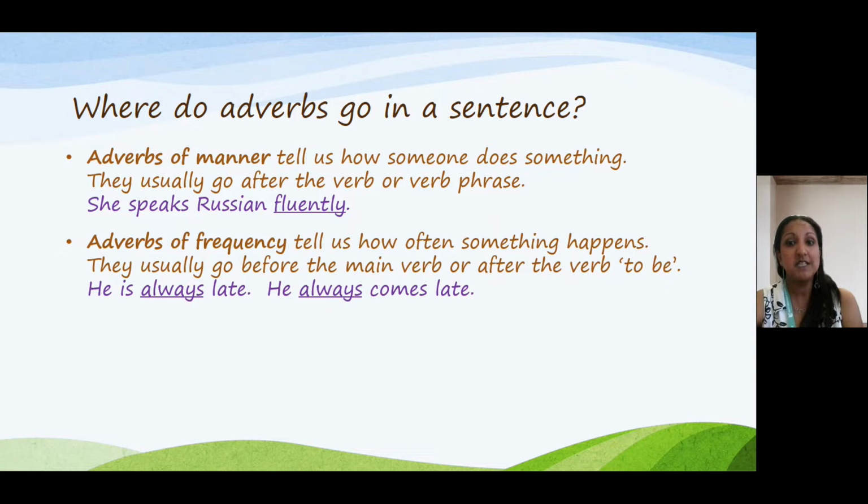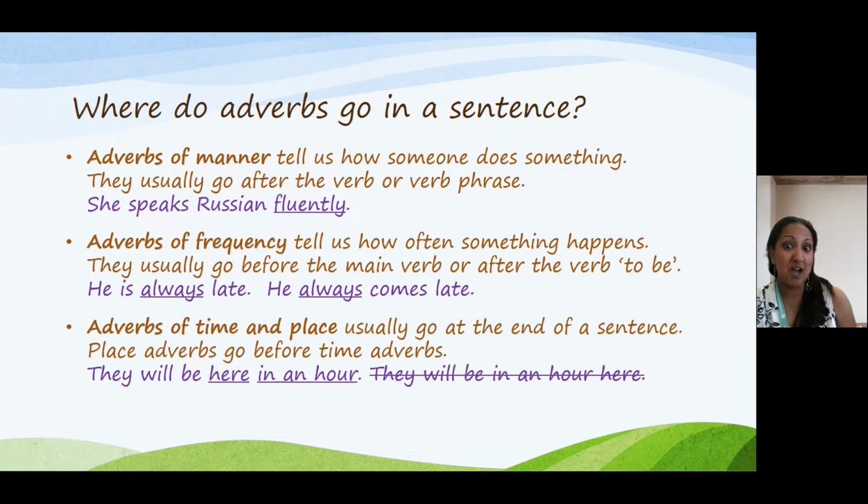Adverbs of frequency tell us how often something happens. They usually go before the main verb or after the verb to be. For example, he is always late. Is a form of the verb to be, so always goes after it. Whereas he always comes late, always goes before the main verb comes. There are more rules about the adverbs of frequency, and there's a whole other video on that if you're interested.